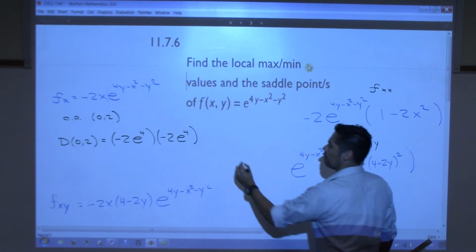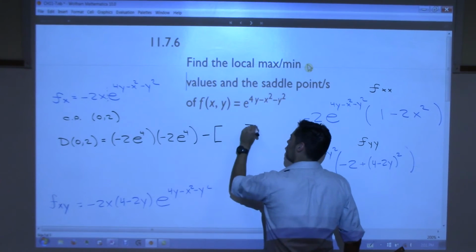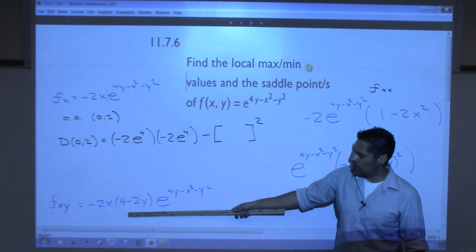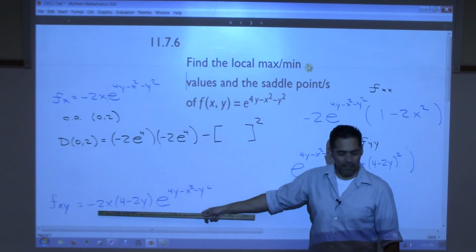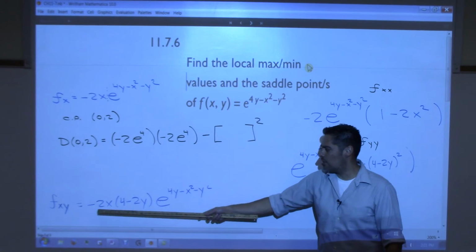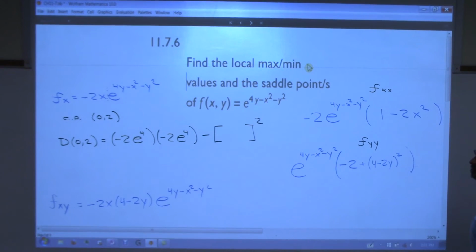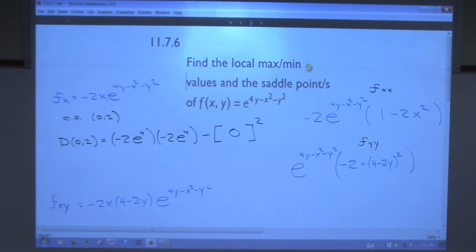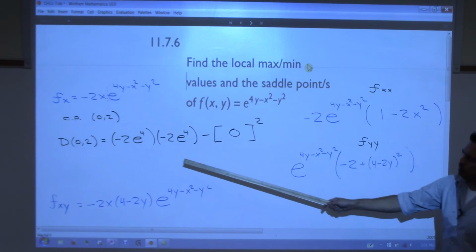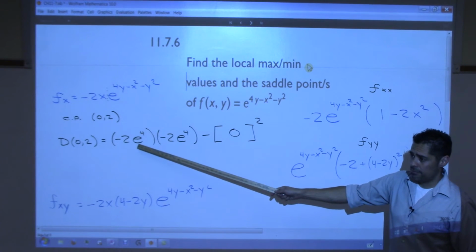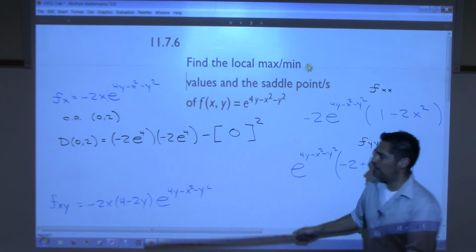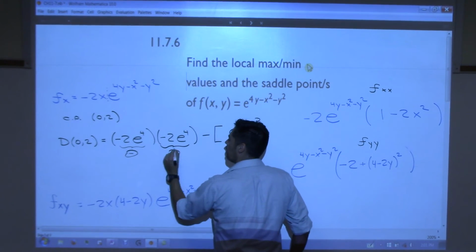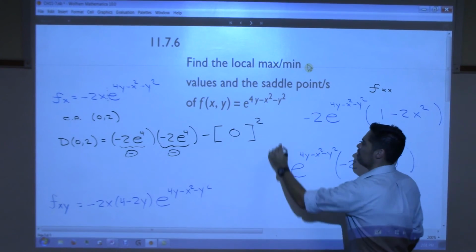Minus, now I plug in 0, 2 into this. And what happens? It zeroes out. Because of this negative 2x, that x is 0. Everything else doesn't matter. You just get 0. And what is this telling you? E to the 4th is positive times negative 2. So this is a negative number. This is a negative number. 2 negatives multiplied to be positive. This is greater than 0.